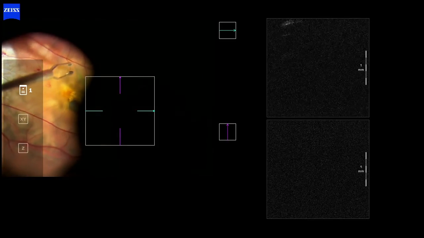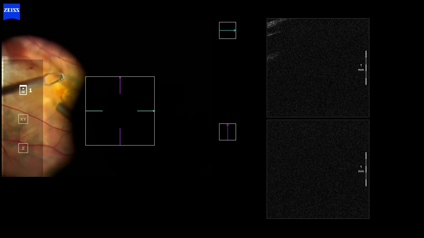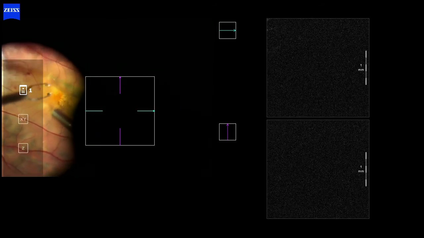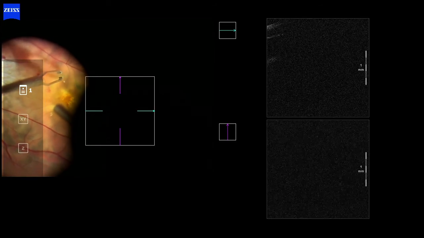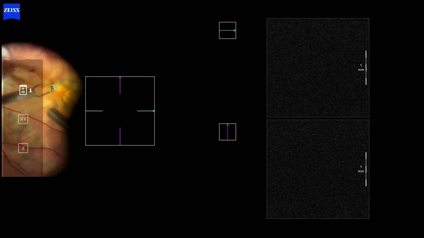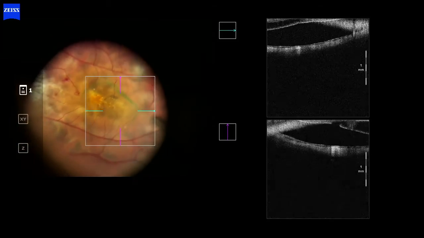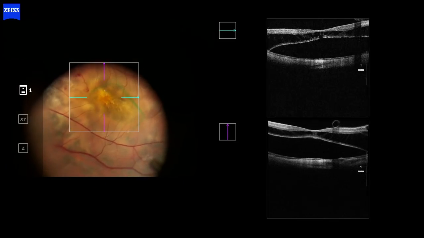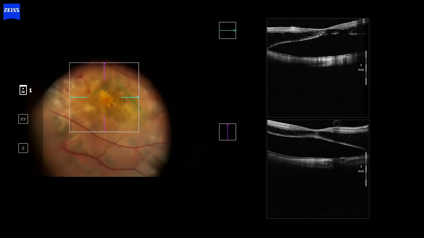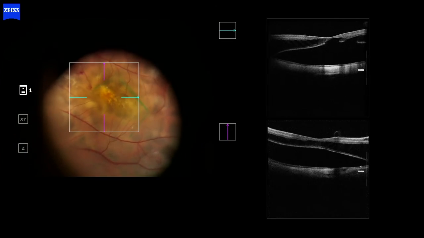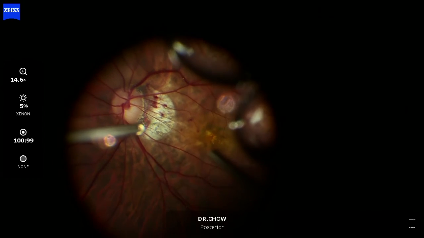In these cases, visualization is usually challenging due to lack of contrast between stain and RPE. At the end of our peeling, we can confirm that the ILM was peeled, sparing the fovea area without iatrogenic macular holes. The case is finished in standard fashion with an air fluid exchange and gas.